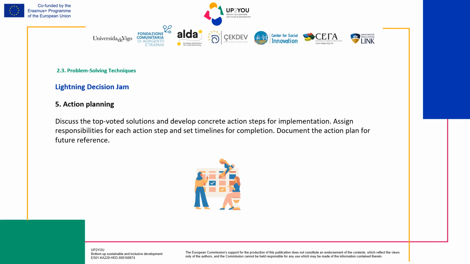It's time to develop a plan. The team takes the top voted solutions and breaks them into clear, actionable steps. This is where the magic happens, as the team identifies who will be responsible for each task and sets deadlines for completion. It's important to make the action plan specific, realistic, and measurable to ensure successful implementation. Once everyone is aligned on the roles and the timeline, the plan is documented for future reference, creating a roadmap for moving forward and ensuring accountability.